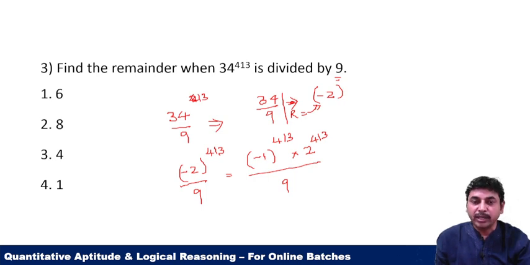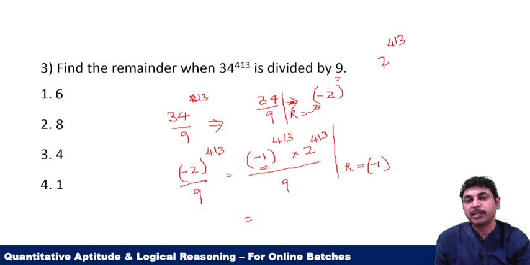Just now we have seen that minus 1 raised to an odd power is always minus 1. So just figure out the remainder here. The remainder in this first case will be minus 1. And what about 2 raised to 413? Now 2 raised to 413 divided by 9. I will break this as 2 raised to 411 into 2 raised to 2, divided by 9.